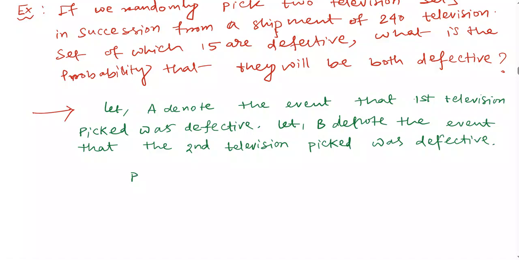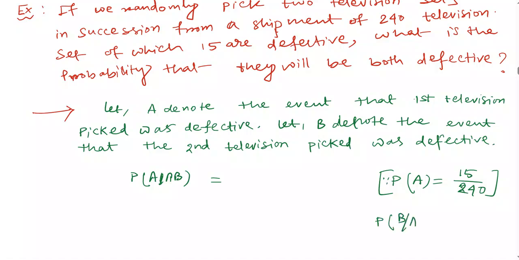Tell me. We need to calculate the probability of A intersection B. Probability of A intersection B equals what? We know the probability of A. Try to understand. Probability of A, denoting that the first television is defective, is 15 out of 240. Got my point? Since you know that, we use the formula: probability of B given A equals probability of B intersection A divided by probability of A.